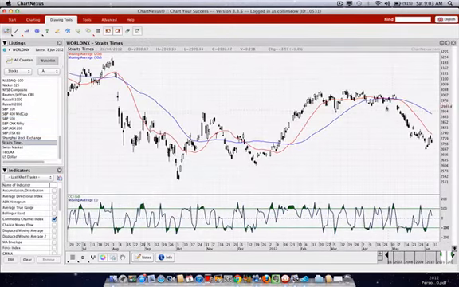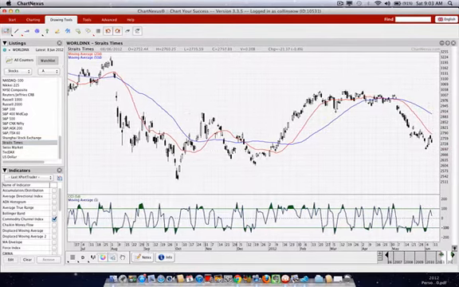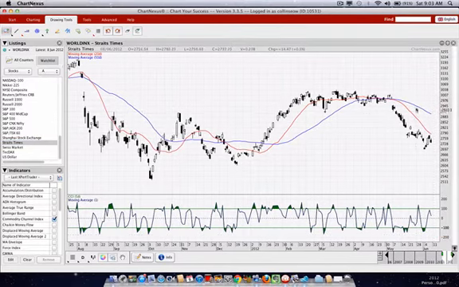Okay, this is the STI, with the 20 and 50 MA. 40 and 50 are interchangeable, so sometimes I use just 20 and 40. But with this 20 and 50, both trends are very clear: downtrend.